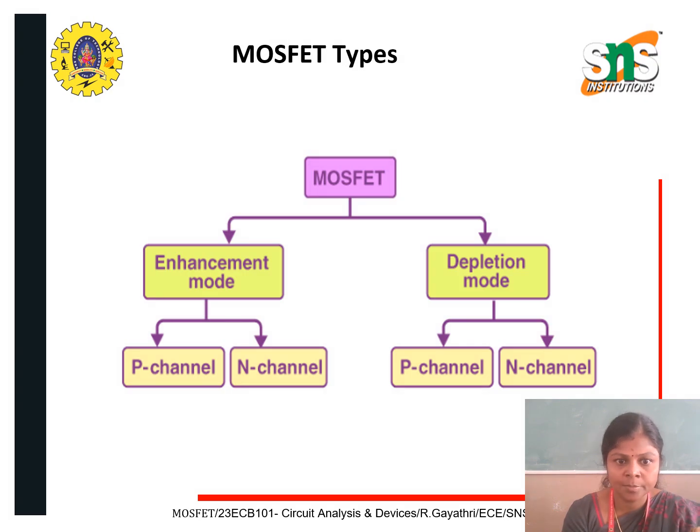The MOSFET types we have already discussed: enhancement mode and depletion mode. In enhancement mode there will be a P channel and N channel, and also in the depletion mode, P channel and N channel. In the depletion mode a channel is present by default, whereas in enhancement mode the channel is not present initially.